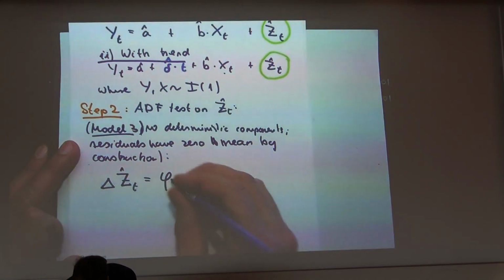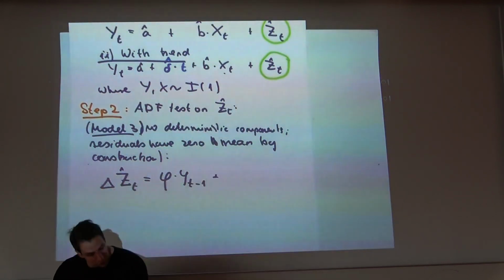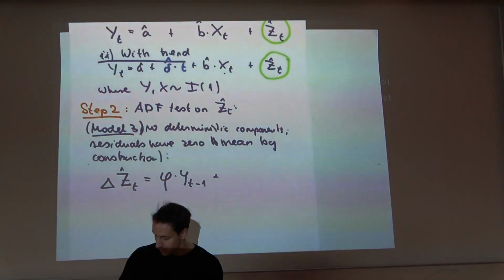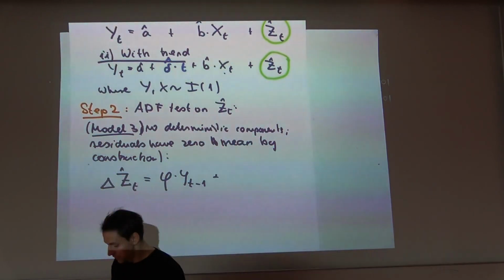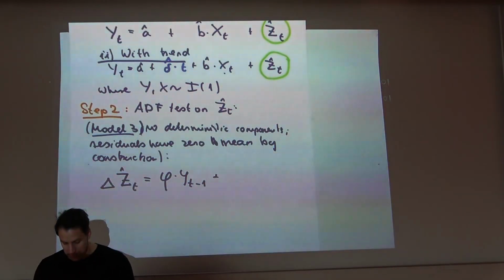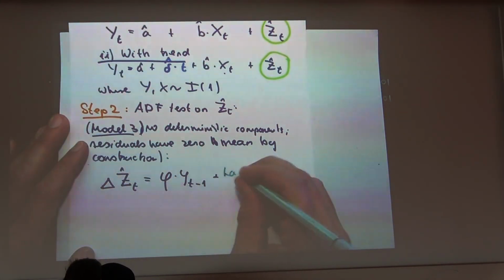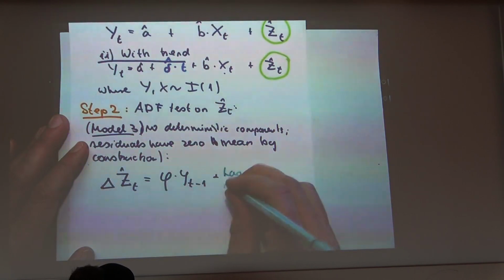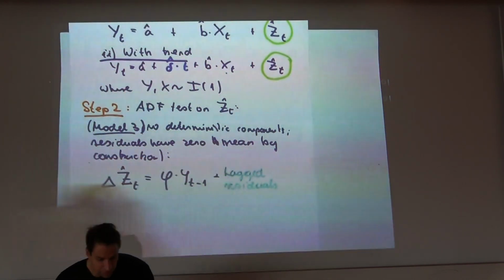Okay, so phi times y_{t-1}, and then you include the lagged residuals of z. I'm not going to emphasize them. Basically, here you have the lagged residuals, so these are the lagged residuals.